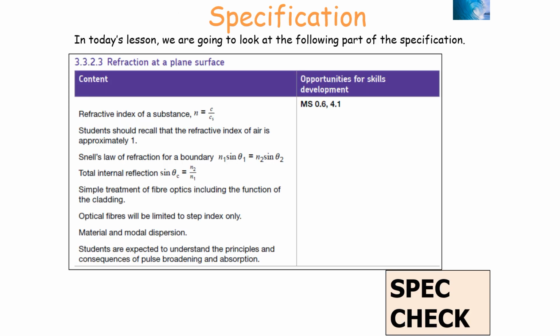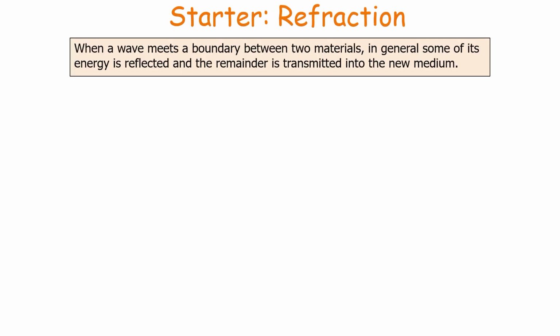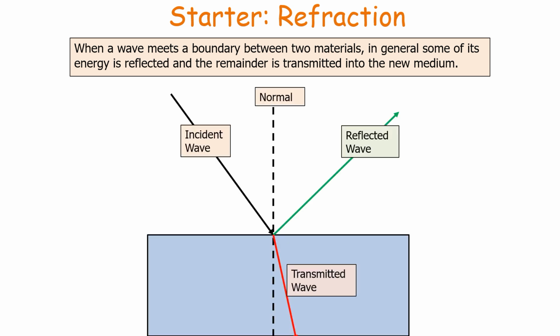So in today's lesson we're going to be looking at the following part of the AQA A-Level Physics specification, 3.3.2.3 refraction at a plane surface. So when a wave meets a boundary between two materials, in general some of its energy is reflected and the remainder is transmitted into the new material, as shown below in this particular diagram.